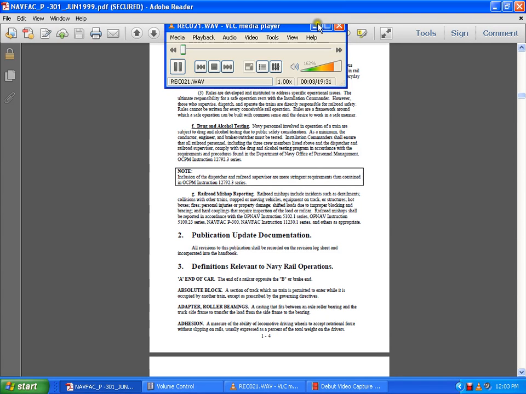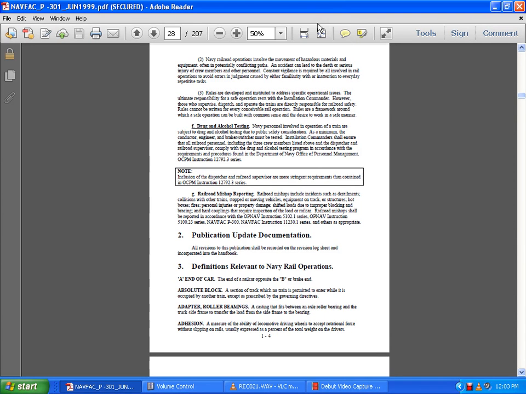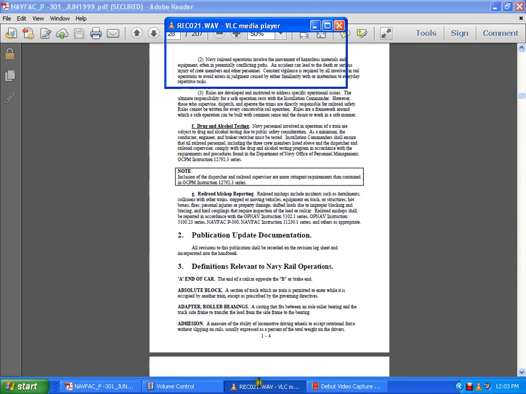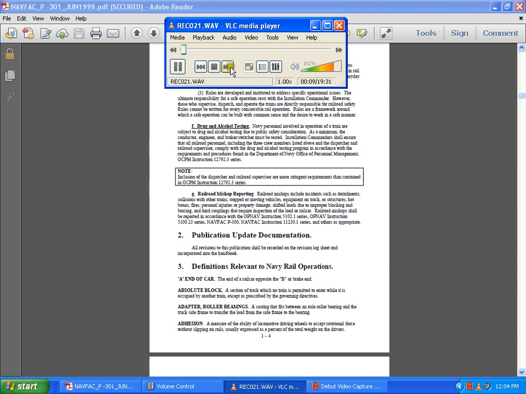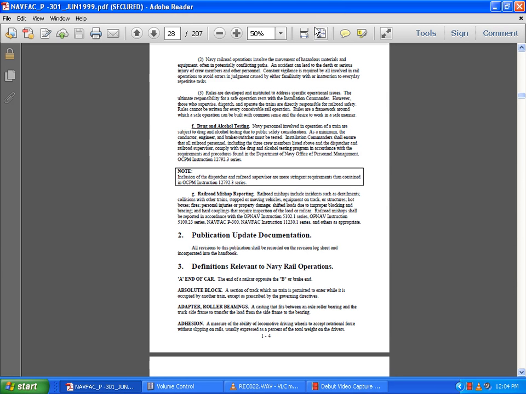Railway Operations Safety Rules, July 18, July 3. Definitions relevant to the railroad and railroad operations. An A end of a railway car is the end of the railway car opposite the B end, the brake end.